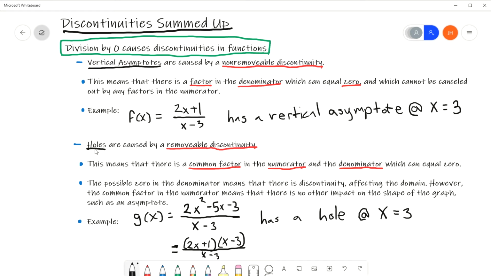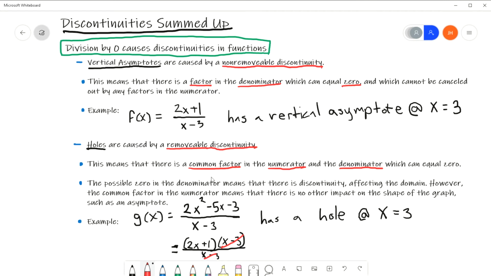So therefore, we have a vertical asymptote at x equals 3 for this function. On the other hand, holes are caused by what we call a removable discontinuity. This means that there's a common factor in the numerator and the denominator, and that factor is able to equal 0, right? So for example, in my example function g of x, I have (2x squared minus 5x minus 3) over (x minus 3). If I factor that numerator, I would see that there's a common x minus 3 factor, which could cancel out. So I'm going to go ahead and cancel that out right quick. And because that factor is able to cancel out, I would say that that's a removable discontinuity. That creates a hole at x equals 3.